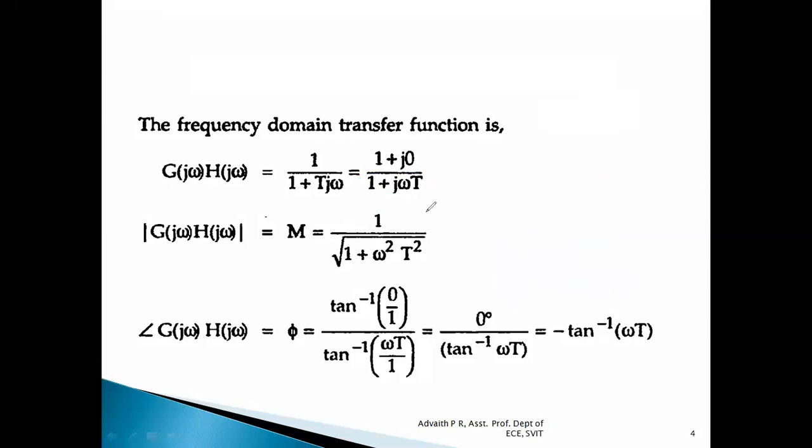So this is our magnitude equation. M will be equal to 1 divided by root of 1 square plus omega square into T square. After this, we need to find the phase angle of it. The angle can be found using the formula phi equals tan inverse of b divided by a.